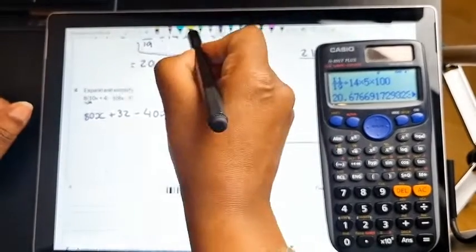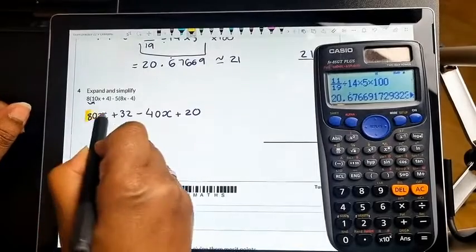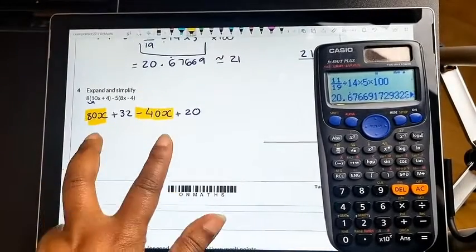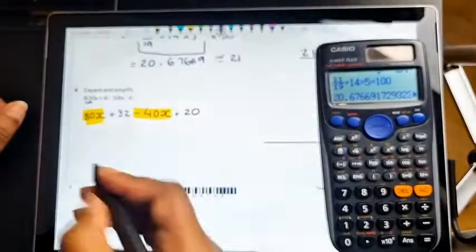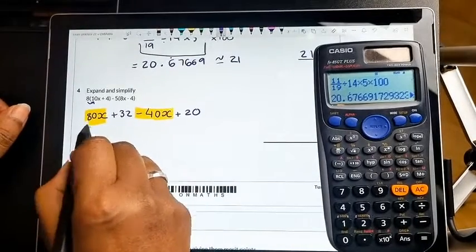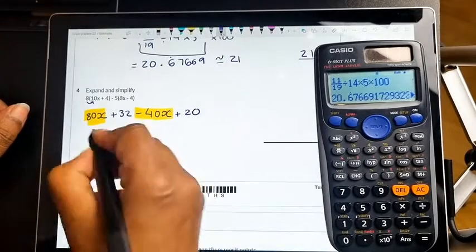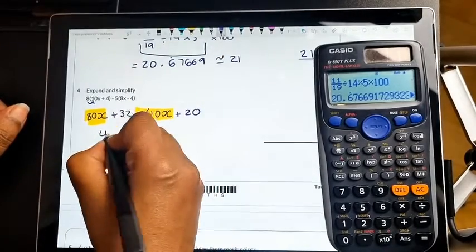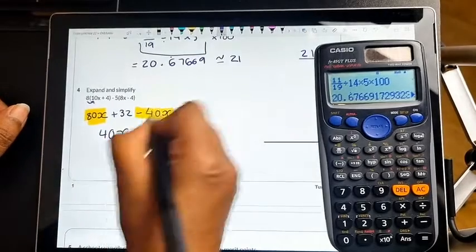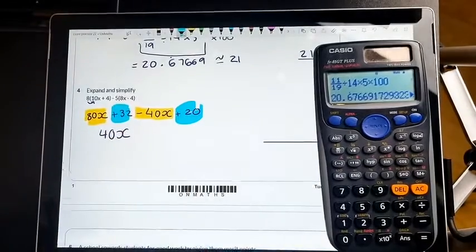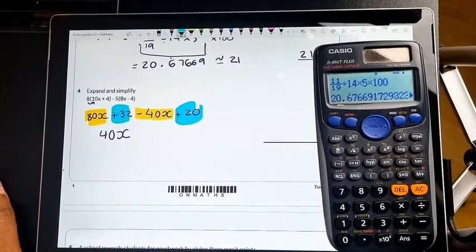Now we can simplify that. Remember, like for like terms, we're going to deal with this too. And remember, the sign goes with it. Those two go together, okay, guys? So that means 40x is going to be the answer because you're doing 80x minus 40x. So the answer is going to be 40x. And now you do the same with the next one. Positive and positive. So we're adding them together.